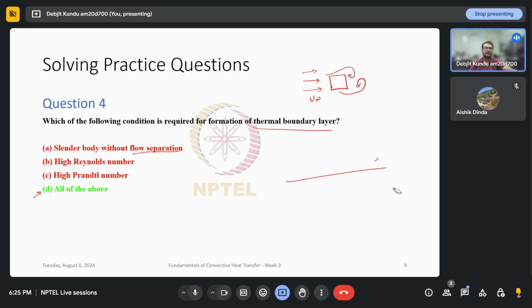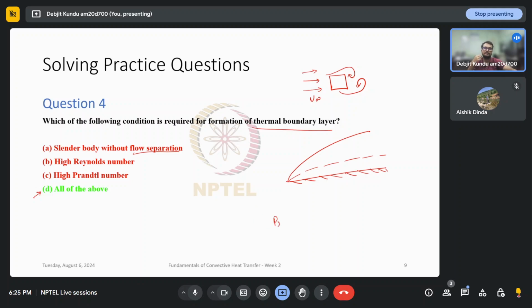So let's look at the case of a flat plate like this. In case the Reynolds number was low, I would get a thick boundary layer as compared to a thinner one. And thicker boundary layers are usually not stable, and they cause mixing with the free stream velocity, and thus we won't get the formation of a boundary layer properly. And also, high Prandtl number.